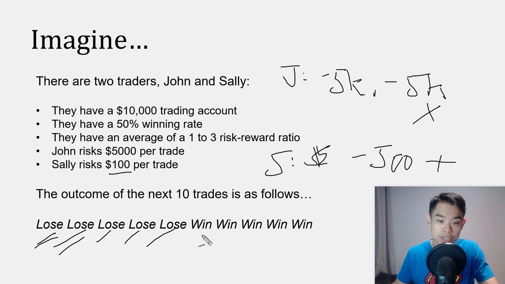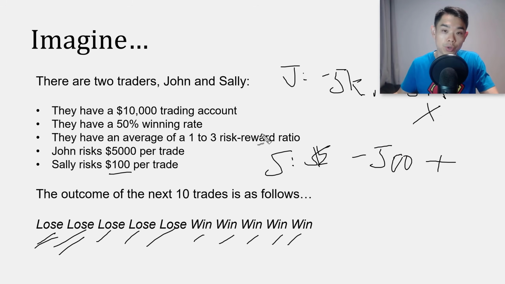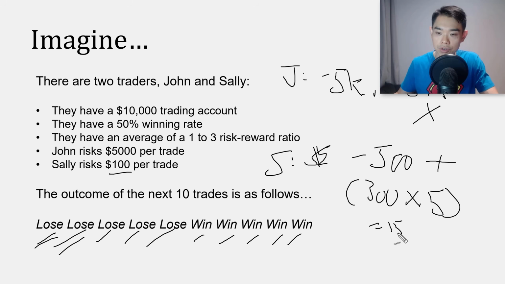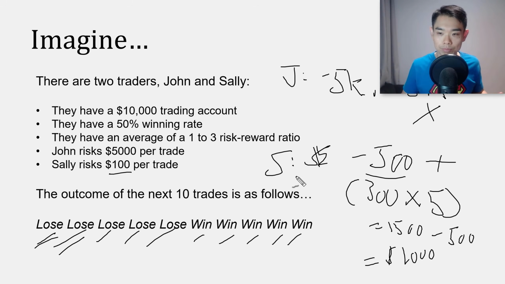And she experienced the next 5 winning trades. 1, 2, 3, 4, 5. And as you know, this system has an average of a 1 to 3 risk reward ratio. This means on average she wins $300 per trade. And she had 5 winning trades over here. So in total, it's about $1,500. So $1,500, minus the initial loss she experienced, you can see that in total, Sally would have made a profit of $1,000, a 10% gain on her account.